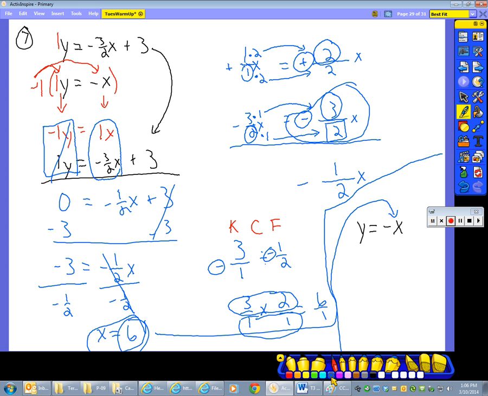So when I do that, my equation looks like this. Y equals negative 6. So there we go. There's my answers. I've got x is 6, and y is negative 6.